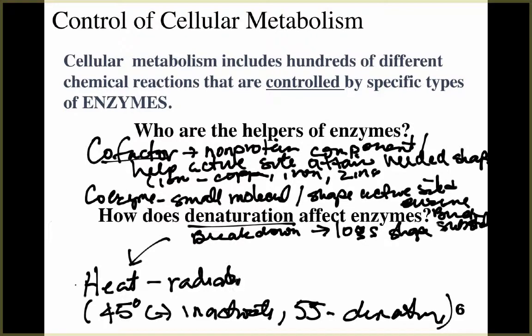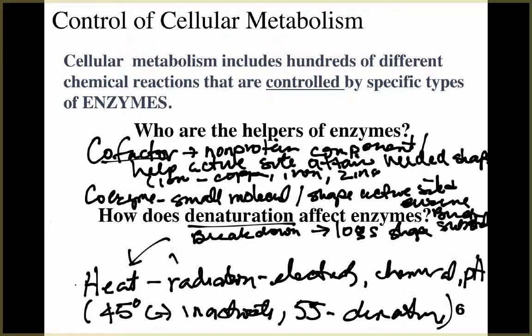Radiation can do it. Thus radiation sickness, right? Electricity can do it. Certain chemicals can do it. Extreme pHs can do it. And poisons can do it. So if your enzymes aren't working right, you can't make important components in your body, such as structural components, but a big part of it, you also can't make energy.